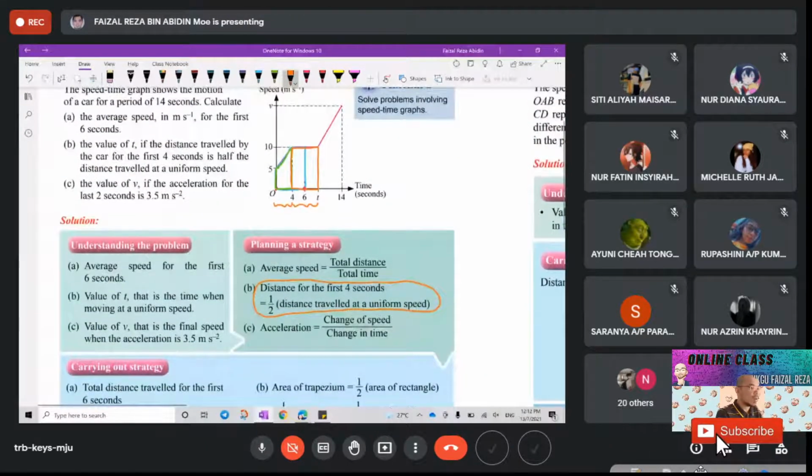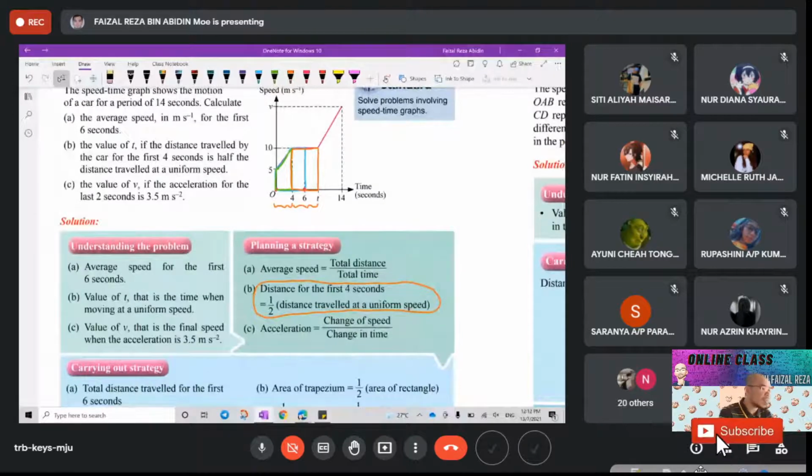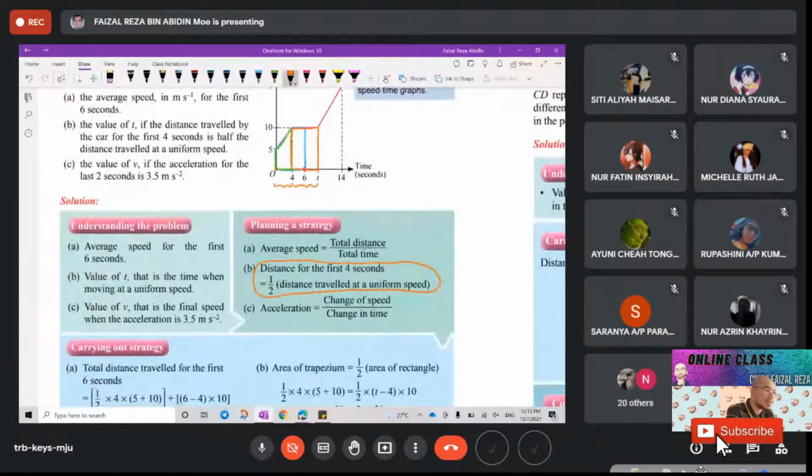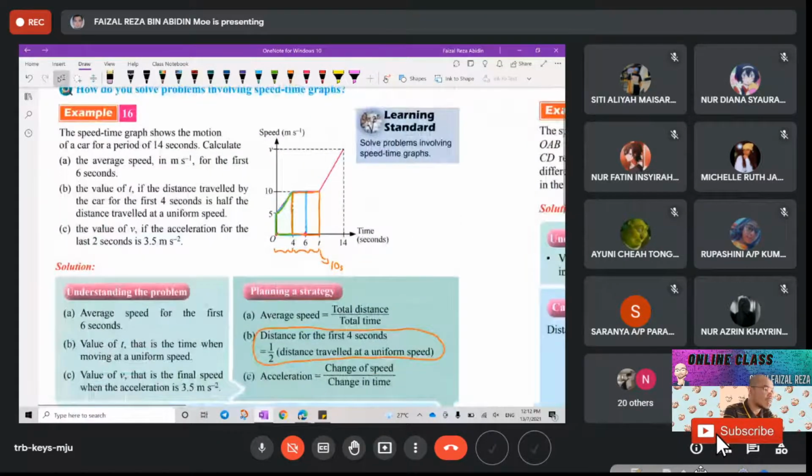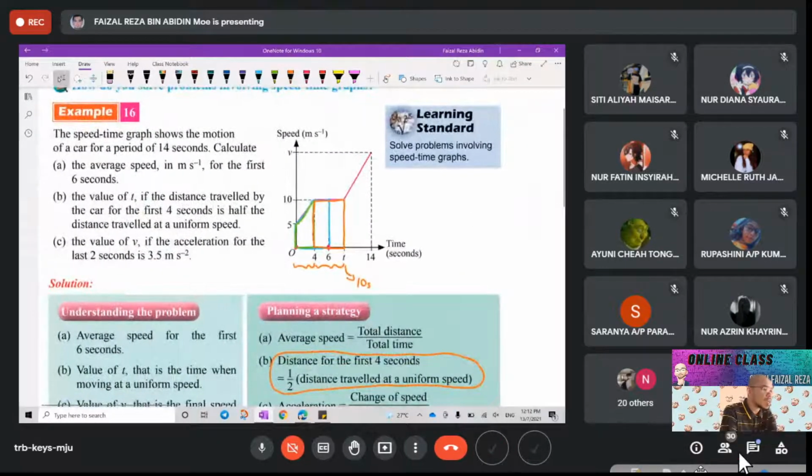Okay, the value of V if the acceleration for the last 2 seconds. The T that I just found is 10. Already we have 10 seconds. So here, the value of V if the acceleration for the last 2 seconds is 3.5 meter per second squared.